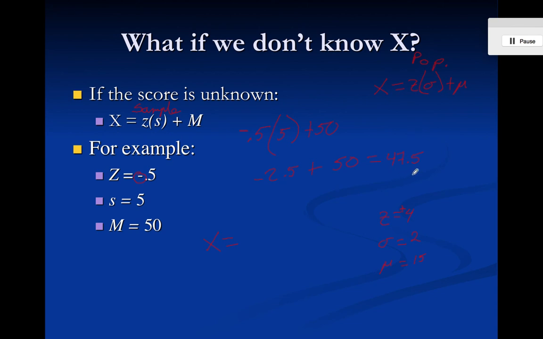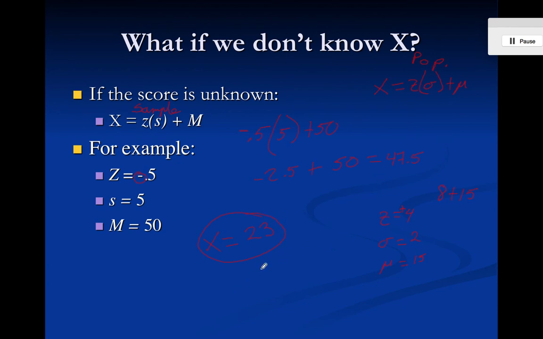So 4 times 2 is going to give me a value of 8, plus my value of 15 gives me an X score equal to 23. So in other words, my score of 23 is what's given to me here.